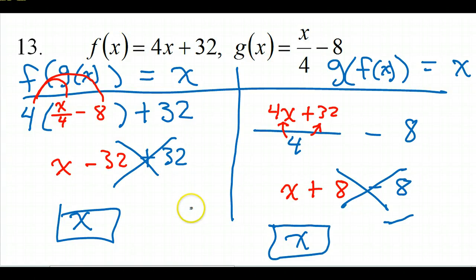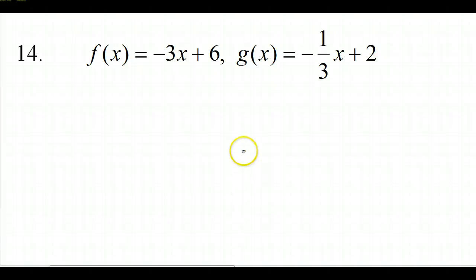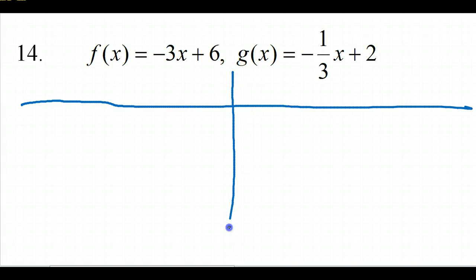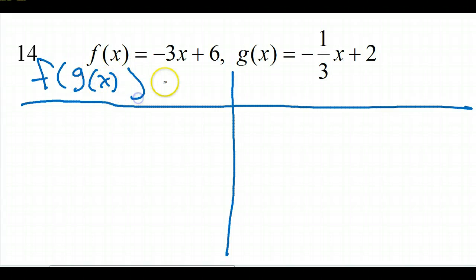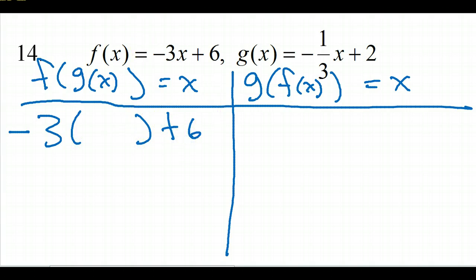So that was number 13. Let's move on down to number 14. Again, if I want to show that these are inverses of each other, I have to do two things. I have to do f of g, and that better give me x, and then I have to do g of f, and that should give me x as well. So f of g, that should be starting with function f, negative 3 parentheses plus 6.